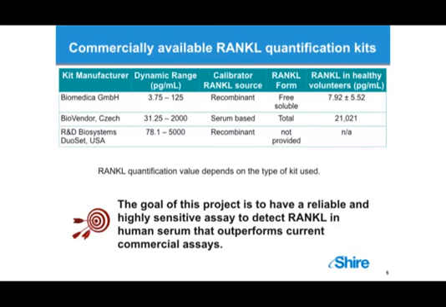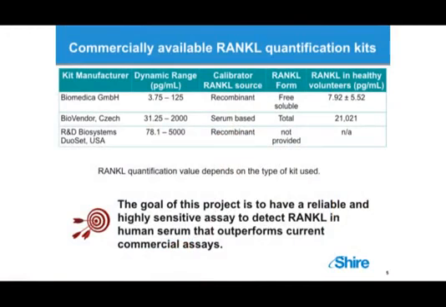Another kit that I'm talking about here is from R&D Systems, and they have a different range. They use recombinant as well, and they don't say much about what kind of RANKL they measure. What I want to point out here is that the amount of RANKL you see in sera totally depends on the kit that you use and what you are measuring, and you don't know exactly. I'm not saying that they are not sensitive, but they're not sensitive enough to measure RANKL in all human sera, because as you can see, the errors are pretty high.